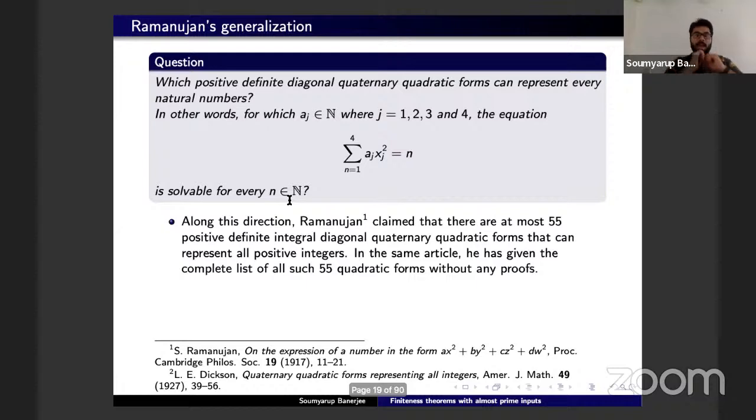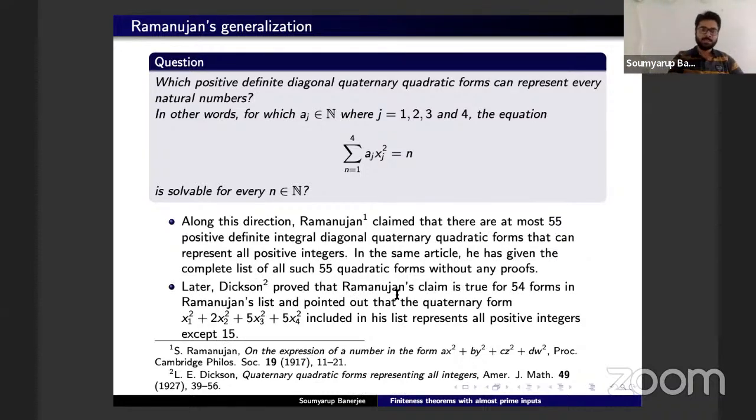Along this direction, Ramanujan claimed that there are at most 55 positive definite integral diagonal quaternary quadratic forms. That means, in simple words, there are at most 55 diagonal quadratic forms that can represent every positive integer. And not only that, in the same article, Ramanujan also gave the complete list of 55 quadratic forms without any proofs, of course.